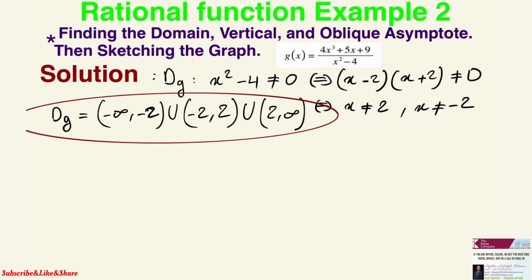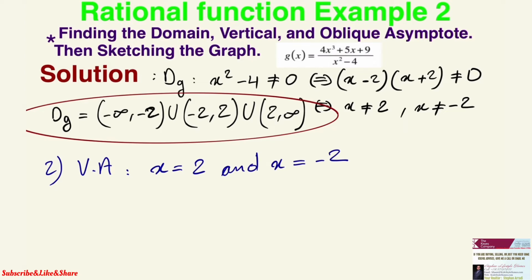In the second step, we're going to find the vertical asymptotes. We call it number 2, finding the vertical asymptote. The vertical asymptote is very simple: it is going to be those two, x equals 2 and x equals negative 2. There the function, a rational function, is undefined, so those will be the vertical asymptotes. Therefore the vertical asymptotes are going to be x equals 2 and x equals minus 2.